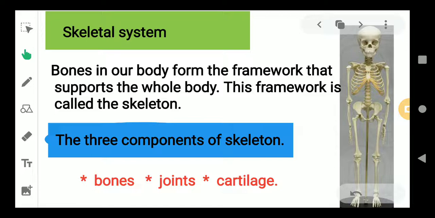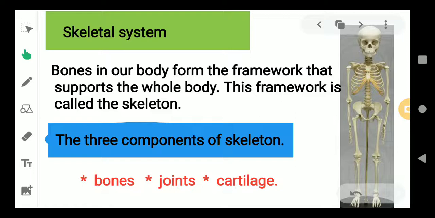What is the skeletal system? The bones in our body form the framework that supports the whole body. This framework is called the skeleton. The whole body framework is called the skeletal system. What is the need of the skeletal system? It gives structure and shape to our body.